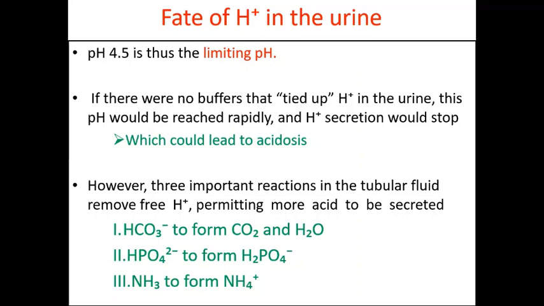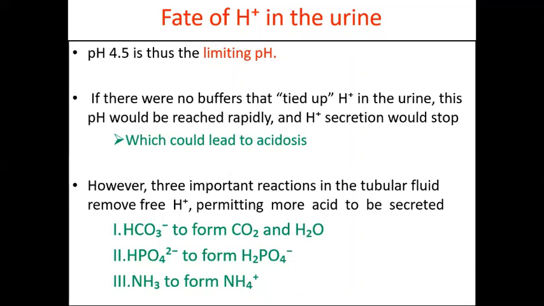If there were no buffers that tie up hydrogen in the urine, this pH would be reached rapidly and hydrogen secretion would stop. Because the limiting pH is 4.5, within the lumen of the kidney nephron we have buffer systems that can accept the hydrogen ions so that the pH doesn't go beyond 4.5. If we didn't have those buffer systems, pH 4.5 could be reached so rapidly that the secretion of hydrogen ions would stop, because the limiting pH is 4.5.